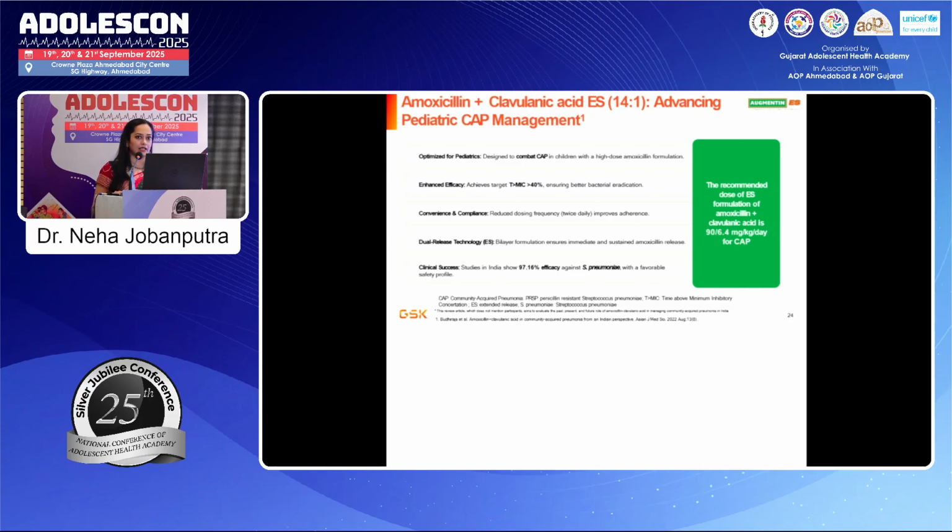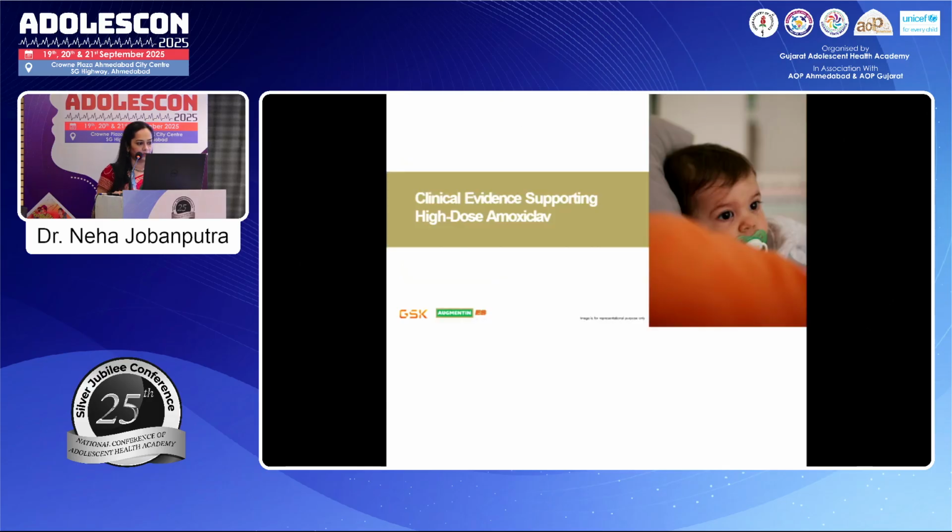And clinically, we have seen the success. The studies in India show 97.16% efficacy against Streptococcus pneumoniae, with also a very favorable safety profile. The recommended dose of the extended spectrum formulation of amoxicillin clavulanic acid is 90 to 6.4 mg per kg per day for community acquired pneumonia. Let us see the clinical evidence which supports the high dose amoxiclav.